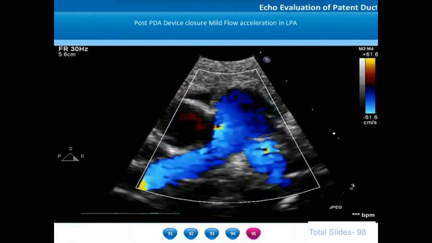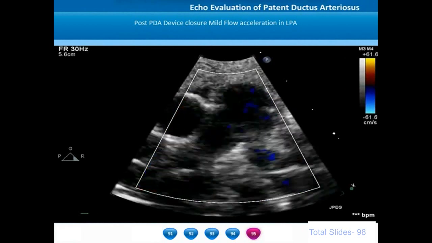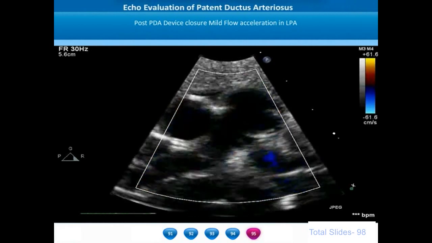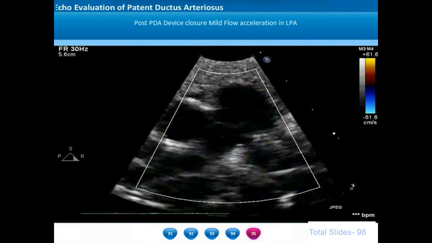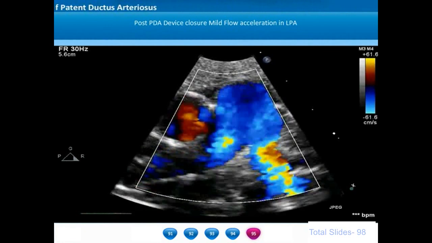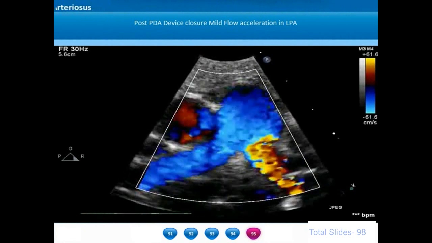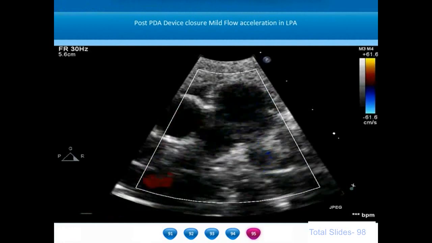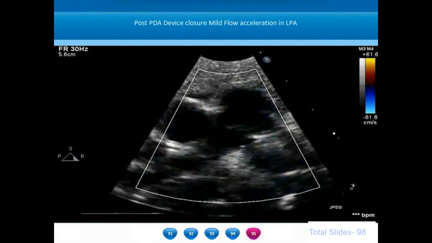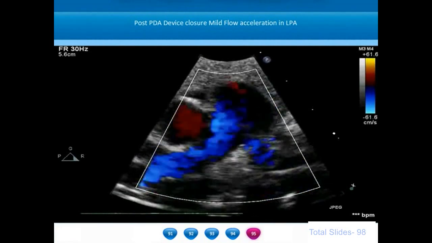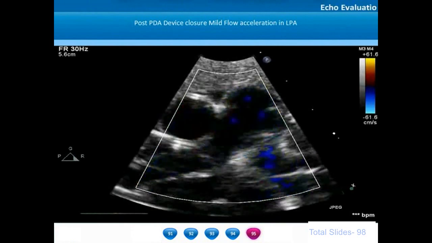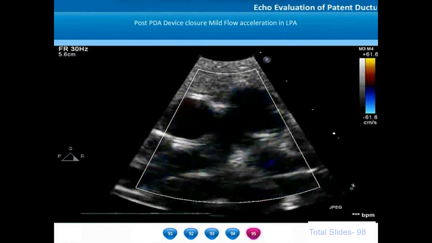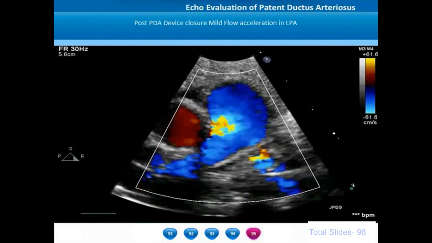When we magnify the parasternal short axis view and visualize the right and the left pulmonary artery, we can clearly identify an adequate lumen of the left pulmonary artery. However, the color wave Doppler shows a very subtle turbulence of blood flows in the left pulmonary artery. This minimal flow acceleration in the left pulmonary artery is not of major significance.